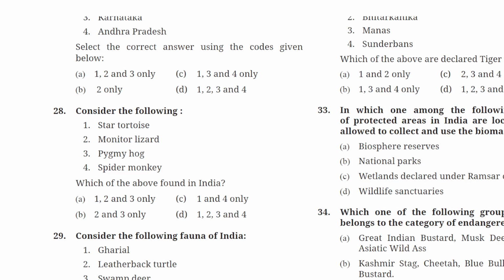The pygmy hog, Porcula salvania, is critically endangered, previously spread across Bhutan, India, and Nepal, but now found only in India. Spider monkeys are New World monkeys belonging to the genus Ateles, part of the subfamily Atelinae, family Atelidae. Like other atelids, they are found in the tropical forests of Central and South America from South Mexico to Brazil. Okay, they are not found in India.